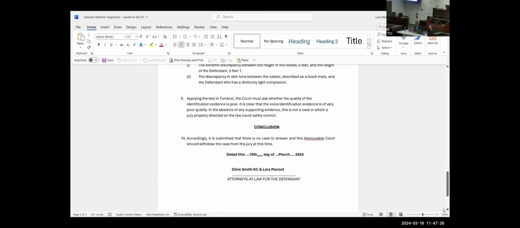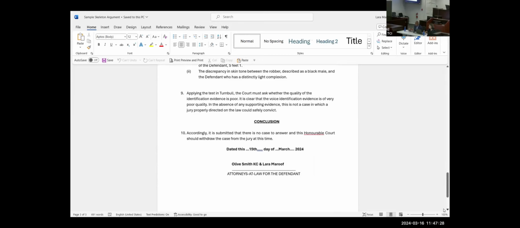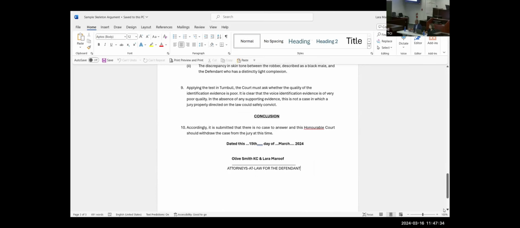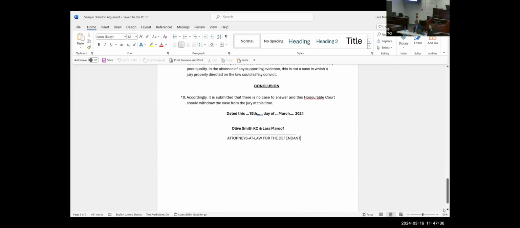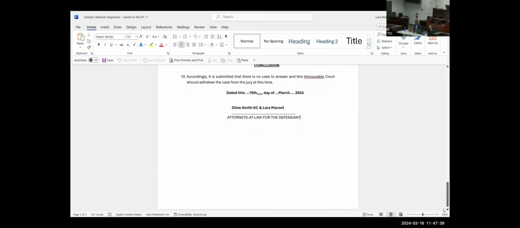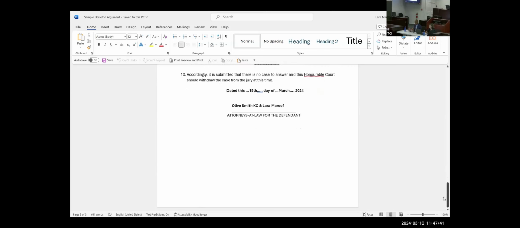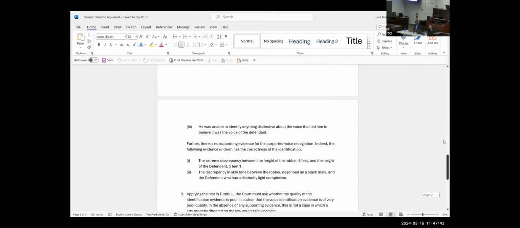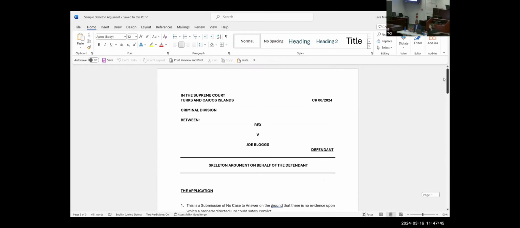And having set out our arguments, then at the end, again, strong conclusion, there is no case to answer, and the court should, not must, but should withdraw the case from the jury at this time. Dated, signed by learned counsel, and that is another example for you of a sort of skeleton argument that you might put forward in a criminal trial.